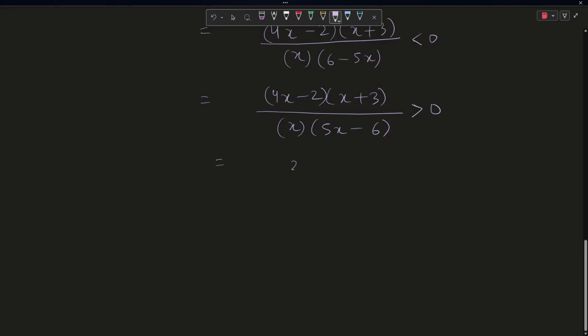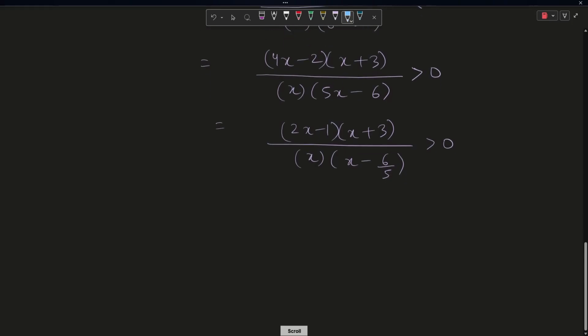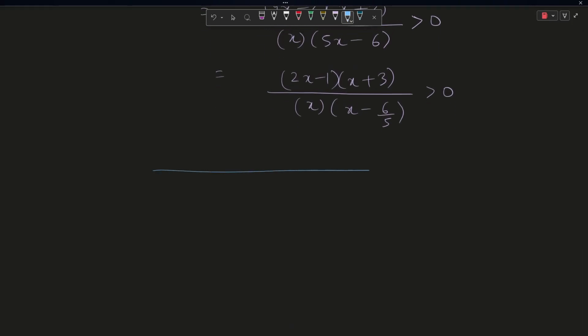It could be further solved as (2x minus 1)(x plus 3) divided by x(x minus 6 by 5) greater than 0. Now, this is the inequality. We can solve it by plotting the critical points. So, the critical points are 0, 1 by 2, 6 by 5, and minus 3, right? Plus, minus, plus, minus, plus.